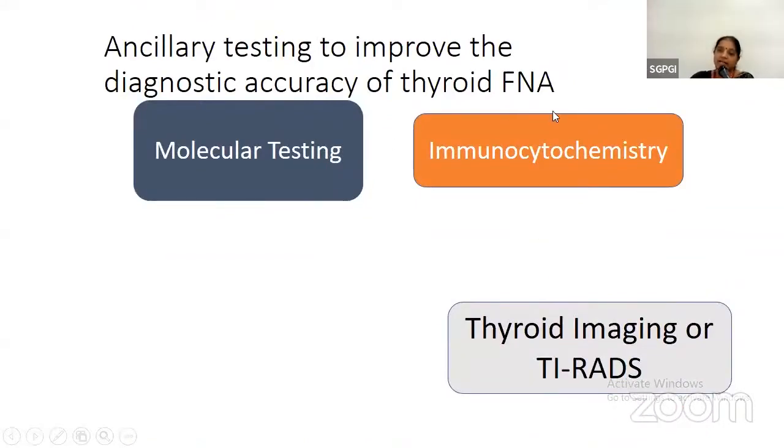So let's look at the ancillary techniques to improve our diagnostic accuracy. We have, of course, immunocytochemistry, like I said, and molecular testing, but this is the real thing that we need as pathologists: to understand thyroid imaging. When we do palpation guided FNACs in most cases, and the proportion is shifting to ultrasound guided FNACs, irrespective of that, even if you're doing palpation guided FNA, you must ask the patient whether they have had an ultrasound. 90% would have had an ultrasound with them. Please check the ultrasound report and note down the points. You need to have some basic knowledge of that.